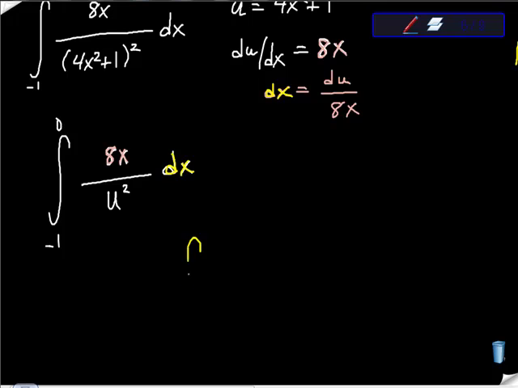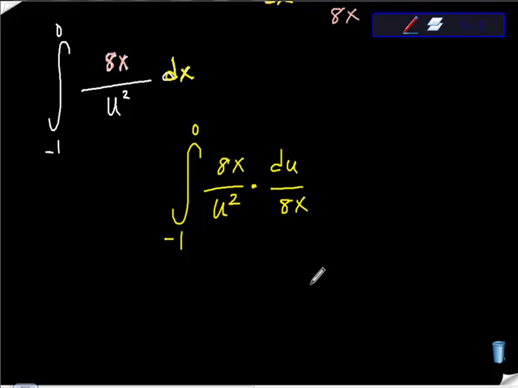I'm going to rewrite one more time and say that I intend to take the definite integral from -1 to 0 of 8x over u squared times dx, but dx is du over 8x. So hopefully you can see this, because this thing starts to work out really, really nicely. We have 8x in the denominator here, 8x in the numerator here. We can cross cancel, and finally we can get this thing in terms of u.